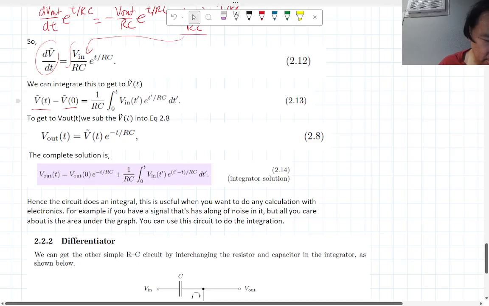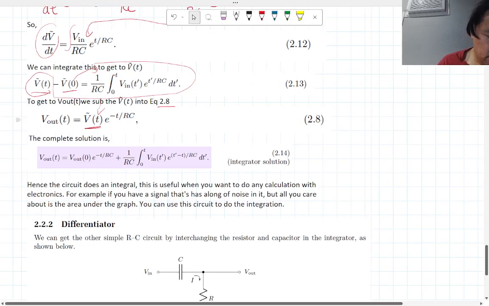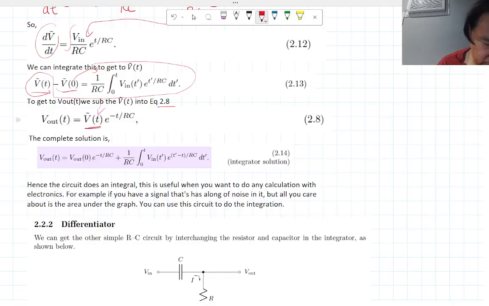Now what we're going to do is solve this for V_0, well, solve this for V as a function of t, and then plug it back into equation 2.8 here. Everything here with a positive sign, we're going to plug into here. Then we're going to get the complete solution where V_out is actually this V_0 times e to the minus t over RC, plus 1 over RC from this factor here.